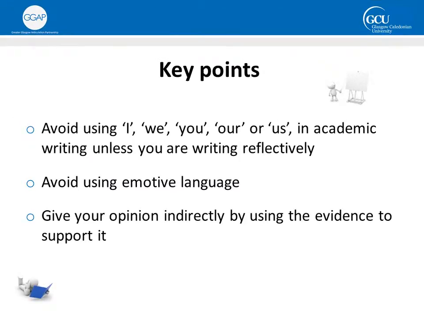So to summarise, academic writing is impersonal, so you should write in the third person and avoid using I, we, you or us unless you're writing reflectively. Avoid using emotive words that make your personal feelings obvious. And finally, show your opinion by using the evidence that supports your point of view and showing how other opinions are weaker. We'll learn more about using evidence in academic writing in some of the following tutorials.